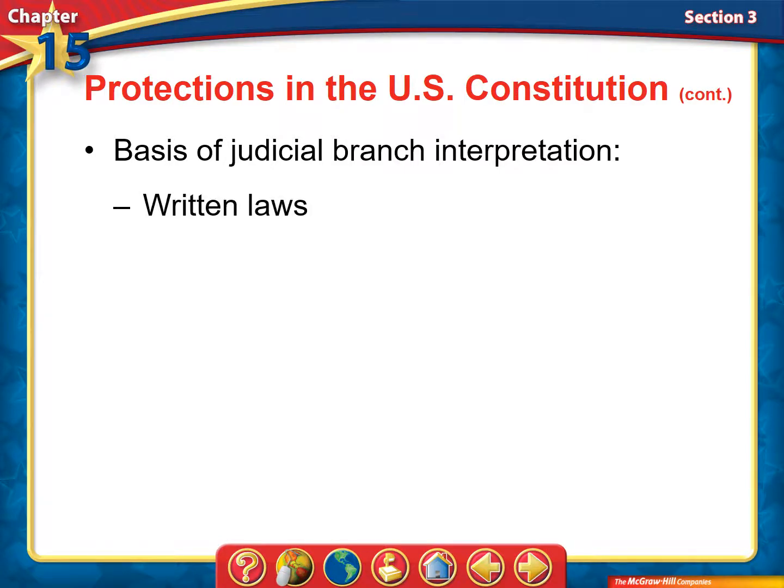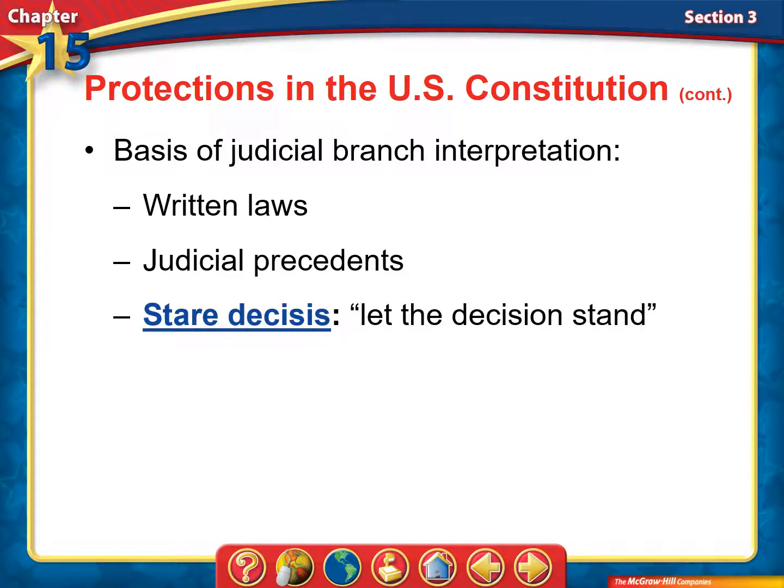First, the laws that are written. We call those statutes. Secondly, the way the court has decided previous cases that are similar, and we call that precedent. And this is all based on a Latin term called stare decisis, and it means let the decision stand, which further means that it is the practice of using earlier judicial rulings as a basis for deciding cases.